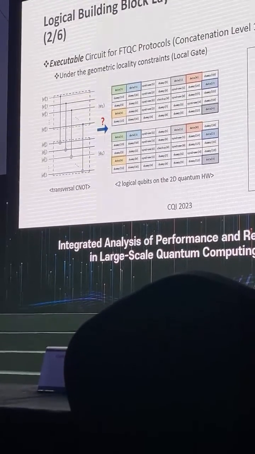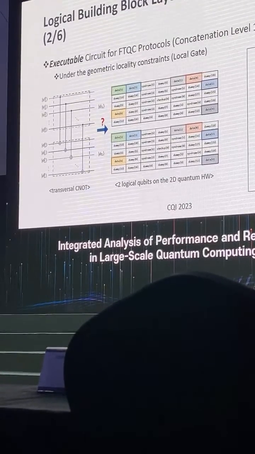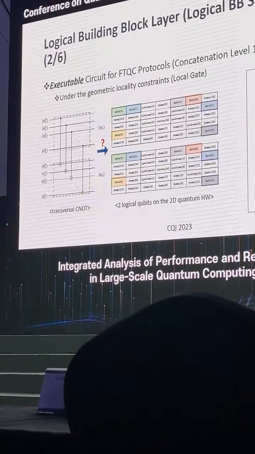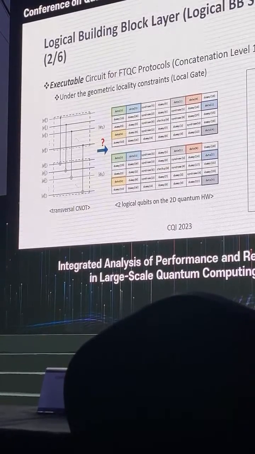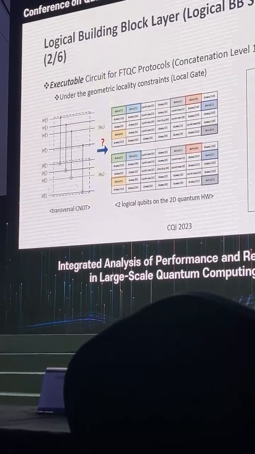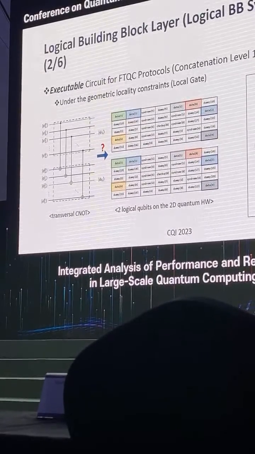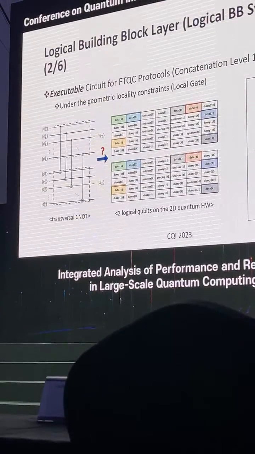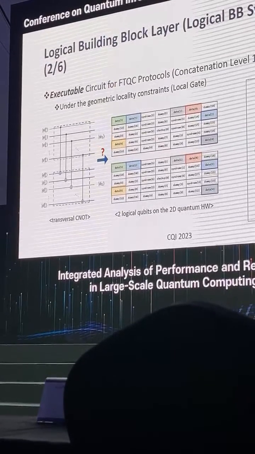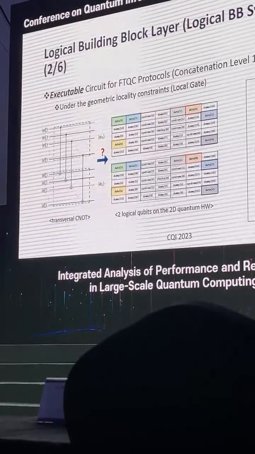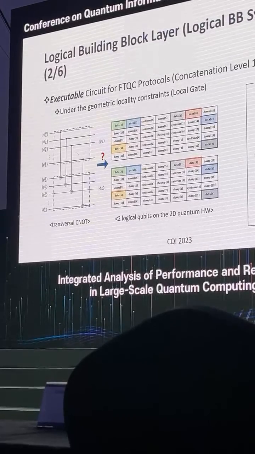Left side figure, transversal signal. Actually, somebody who is interested in operation has seen the circuit so many times, but in reality, we have to make logical qubits in the two-dimensional lattice layout. Then, in this case, we have to make the signal done. So here, the qubits of the same color should interact while keeping the fault tolerance.